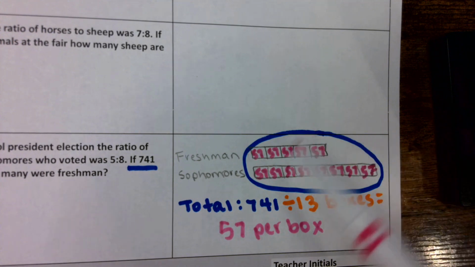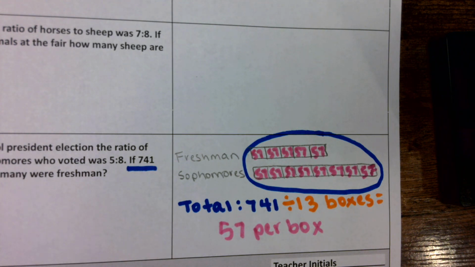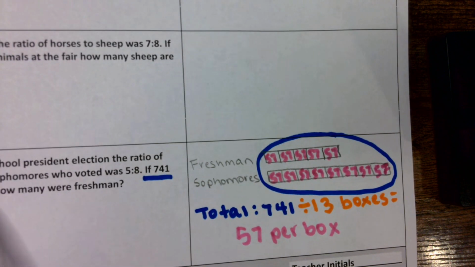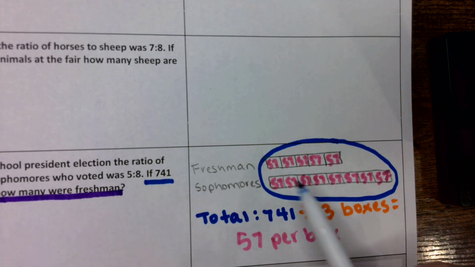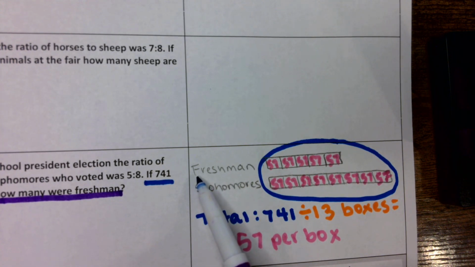Great. And if I added up all of these 57s, they would give me 741, our total. So now we need to go back to the question and reread it. The question says, if 741 people voted, how many were freshmen? Well, this is why it's so important to label our tape diagram.